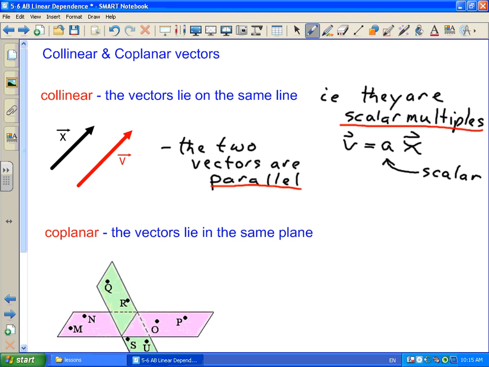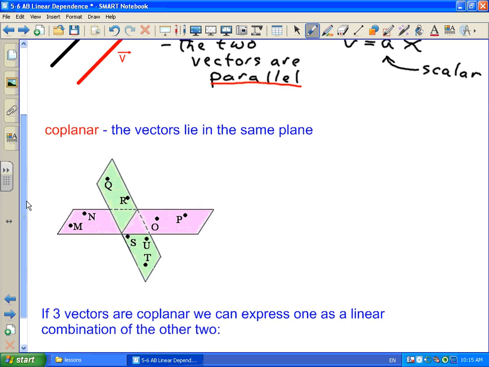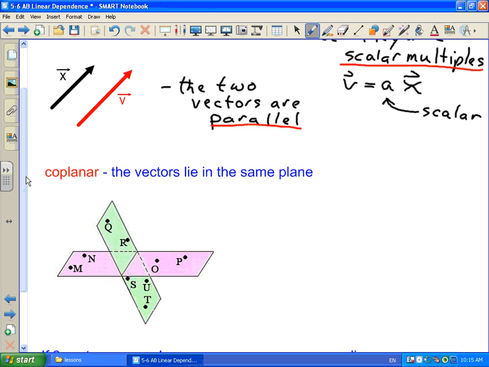Next up, coplanar. If vectors are coplanar, that means that they lie in the same plane. And we're going to encounter this a lot when we get into three-dimensional vectors. So here I've got two planes, a purple plane and a green plane, and I've put a couple of points in each one here. I can make some point-to-point vectors between the points in our plane here.